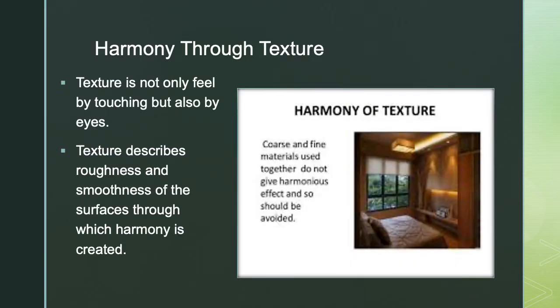Harmony through texture. Texture is not only felt by touching but also by eyes; that is visual texture. The heavy textures of the wicker furniture, the ceiling boards, the metal light fixtures, the plants, and the roll up shades pull the room together and create harmony in interior design.